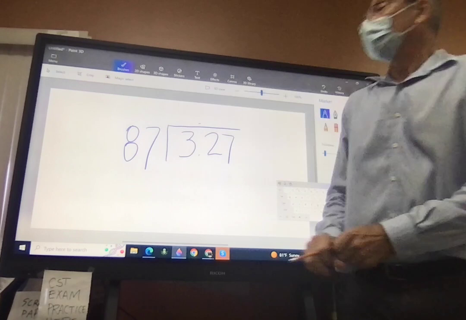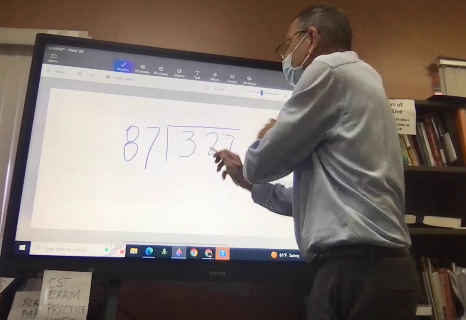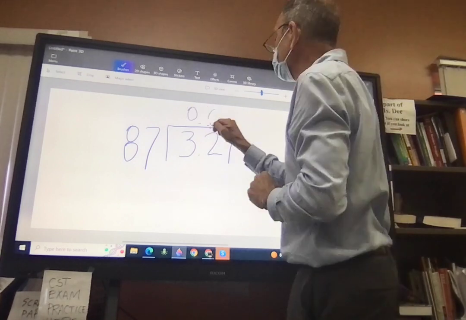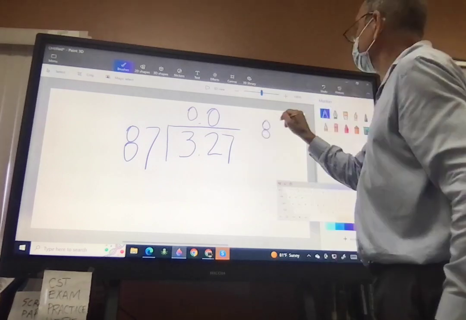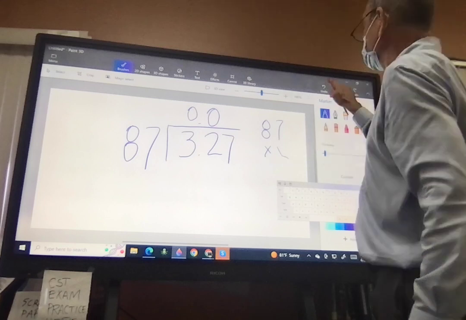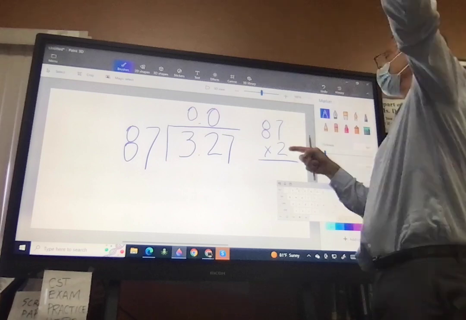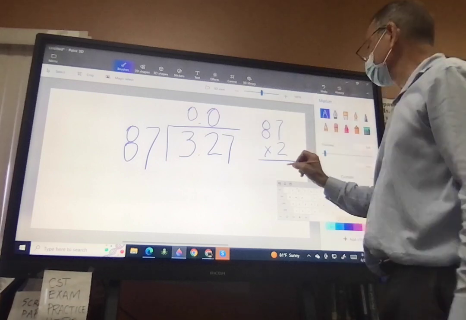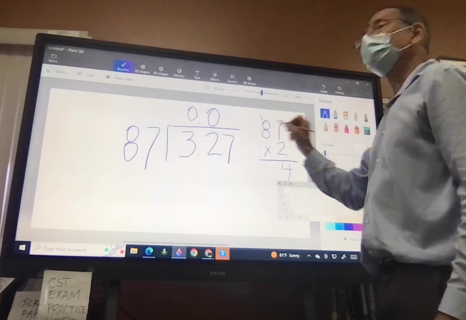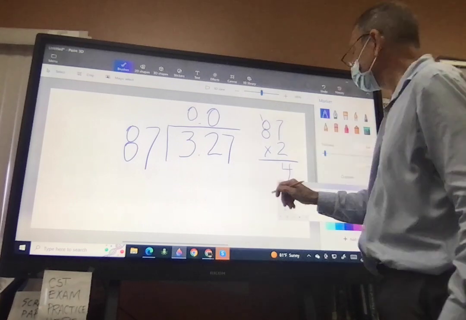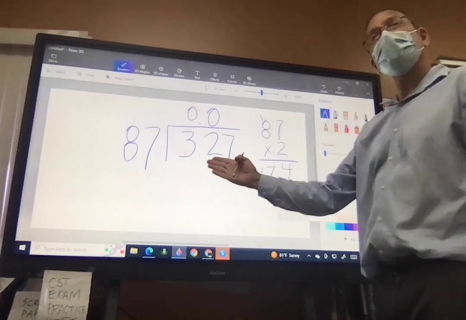So we can look right here. It's not going to work, right? We can't get 87 in here. So I'm going to put two zeros. I've got to get up to here. So if I've got 2 times 87, 2 times 7, then 2 times 8, 16. Add 1. 17. Way off. I'm sorry, that's not going to work.